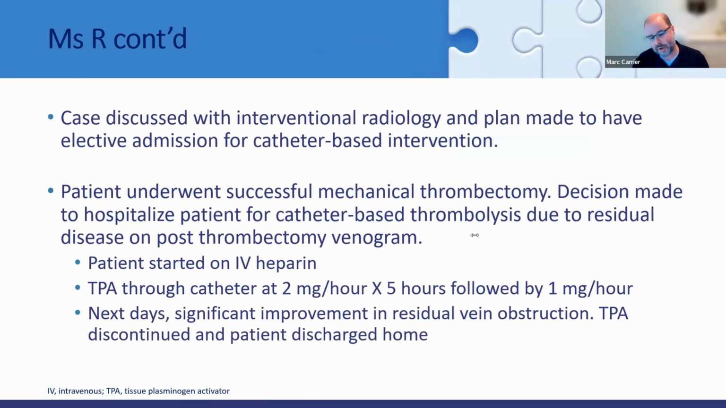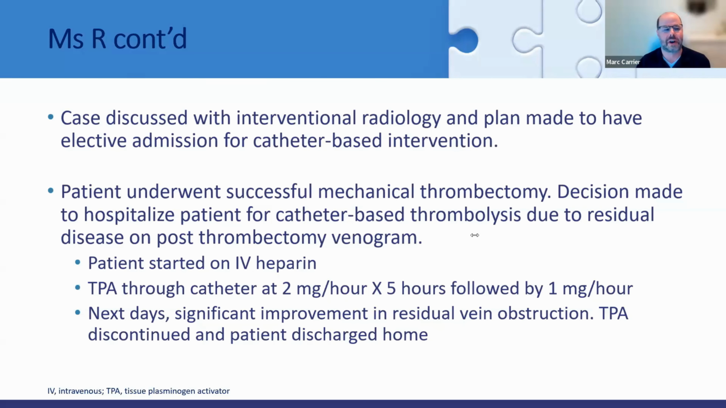I'm sorry, Andrea, I gave up too. I went to have a discussion with interventional radiologists. And as Taylor mentioned, as soon as you mention it, they're probably going to be keen on removing it. There's going to be no discussion about it. So the patient underwent successful mechanical thrombectomy.